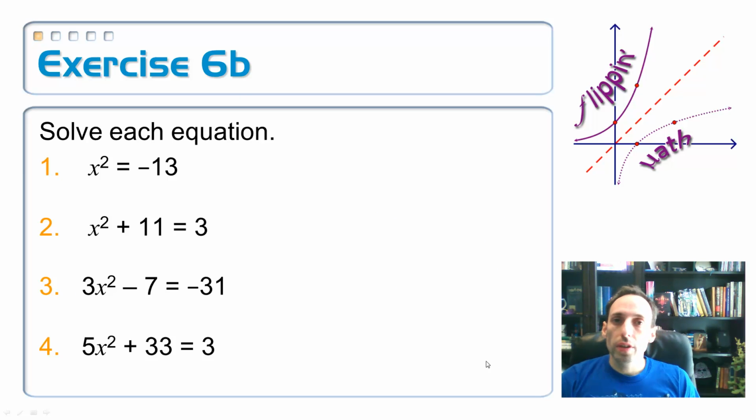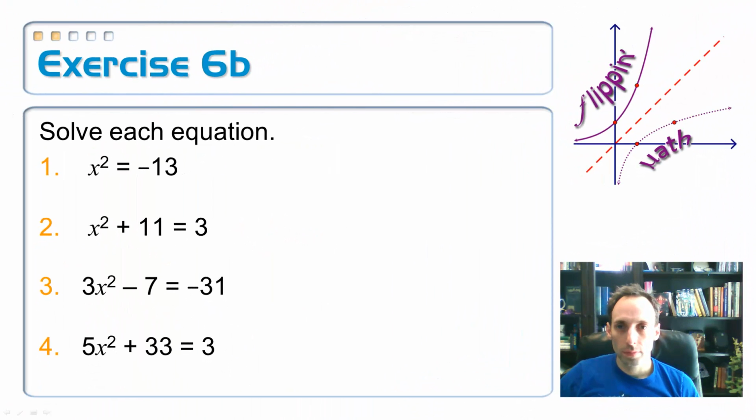Alright, so to conclude this objective, here are 4 problems for you to try to do. It shouldn't take you too much time solving each of these quadratic equations. So pause it, then check to see if you got them right. Here we go.